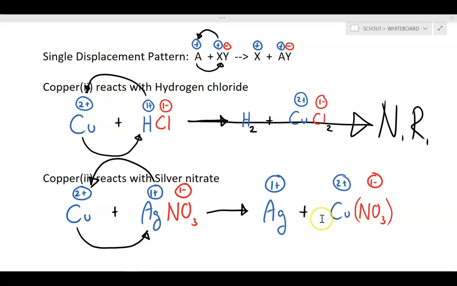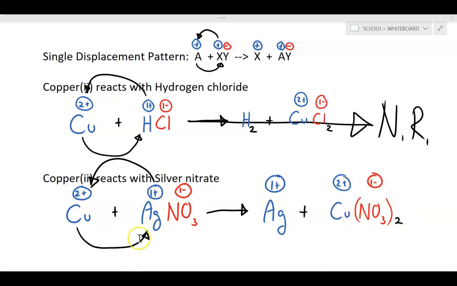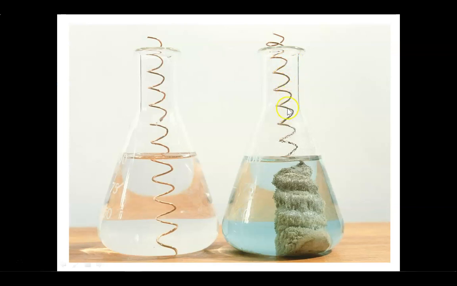Now don't forget to check if they are diatomic and also zero sum. In this case, silver is not diatomic, so it's okay by itself, but over here I need to have two nitrates in order for this to zero sum properly. So in this reaction, copper bumps out the silver and silver precipitates out of the solution, leaving behind copper 2 nitrate. So over here I have a copper wire that's dipped into a silver nitrate solution.